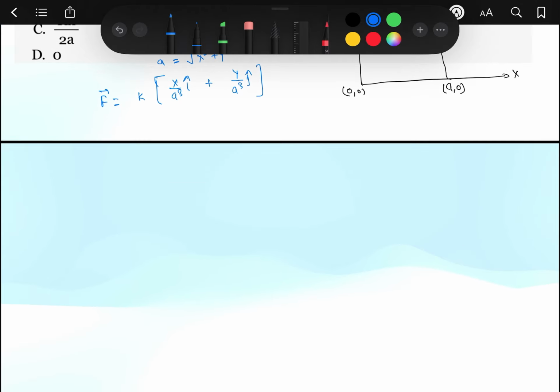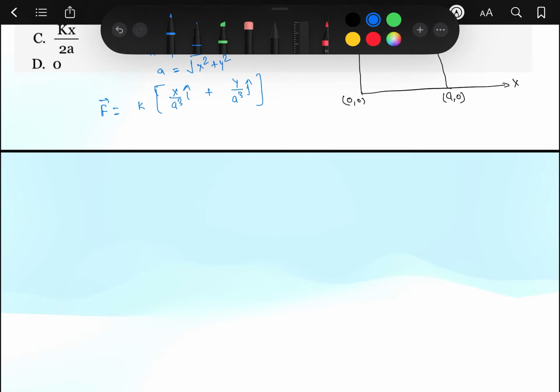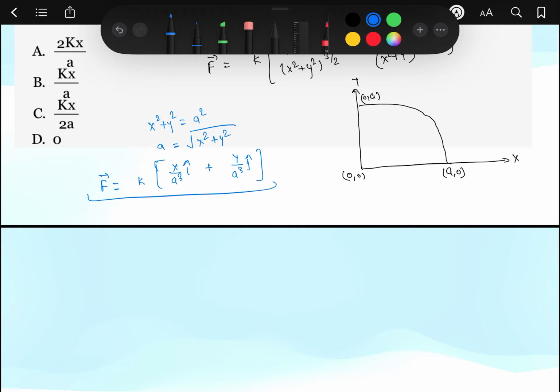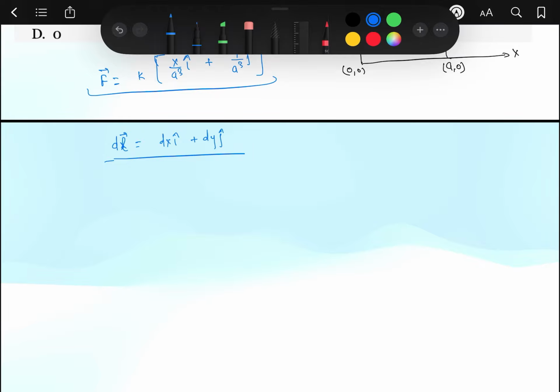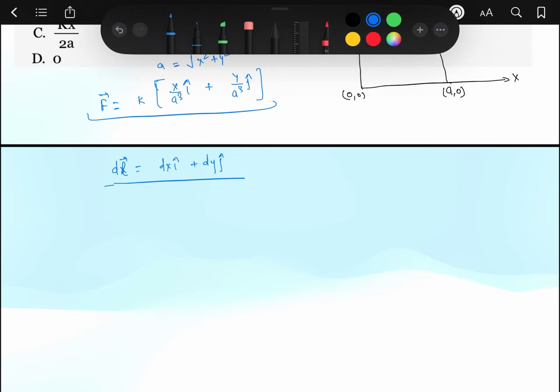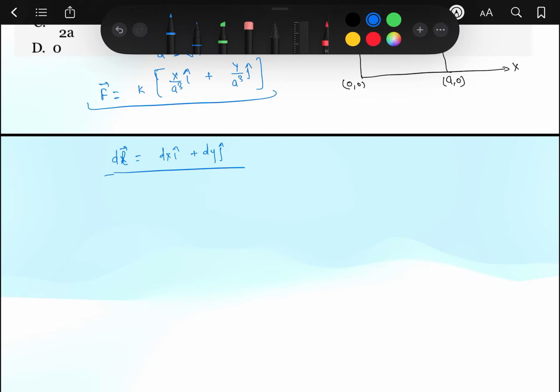Now I will be using the simpler method here. This is a variable force and we want to calculate the work done by this force along this path. So I will assume a small line element, dl vector, that will be equal to dx i cap plus dy j cap. I will calculate the small work done along this small line element and then integrate over these situations, as we have been given these limits from (a, 0) to (0, a).